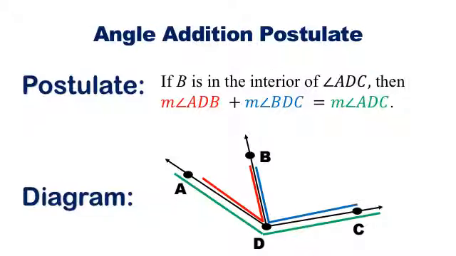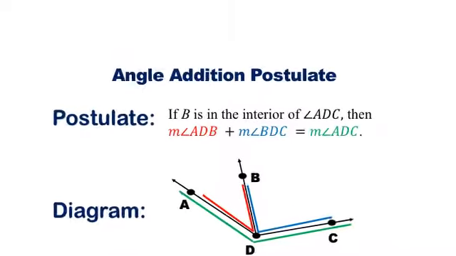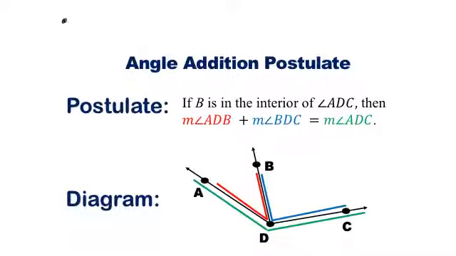So finally, all of this leads us to really the important topic of today, which is the angle addition postulate. It's very similar to the segment addition postulate, which, if you remember, says if we have a point B in between A and C, then we can say AB plus BC equals AC, right? This is the segment addition postulate. Why is it called segment addition? Because we are adding segment lengths.